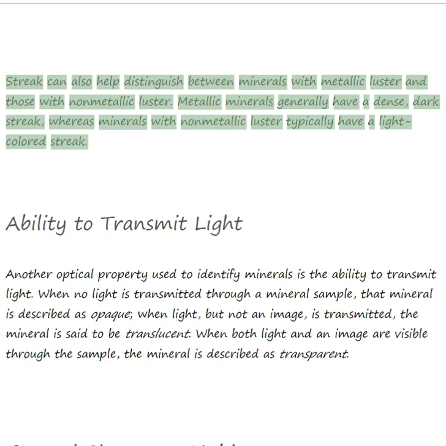Streak can also help distinguish between minerals with metallic luster and those with non-metallic luster. Metallic minerals generally have a dense, dark streak, whereas minerals with non-metallic luster typically have a light-colored streak.